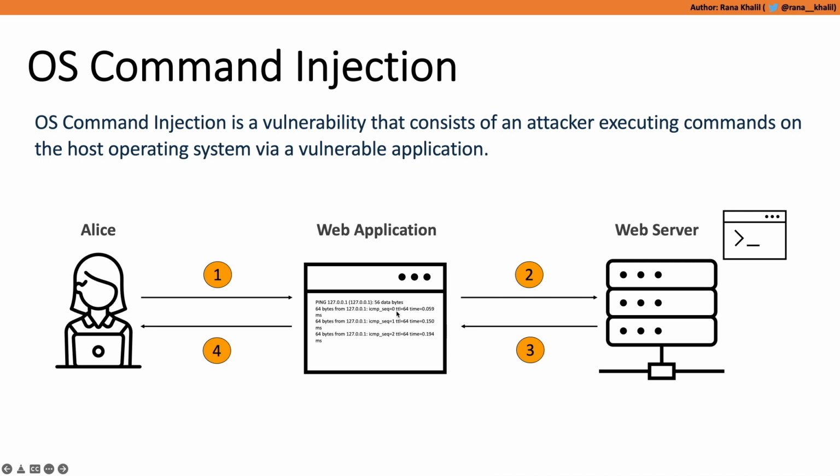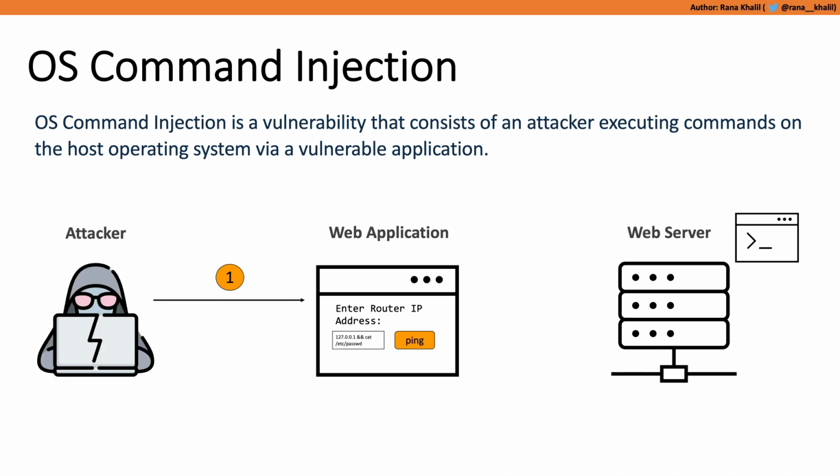And you could see over here the time to live is 64, which means that this is a Unix system because that's a default time to live for Unix systems, and it's not for Windows. Windows is about 127. Okay, so this is a normal use case of how the application functions when used by a legitimate user. However, what happens if an attacker gains access to this application?